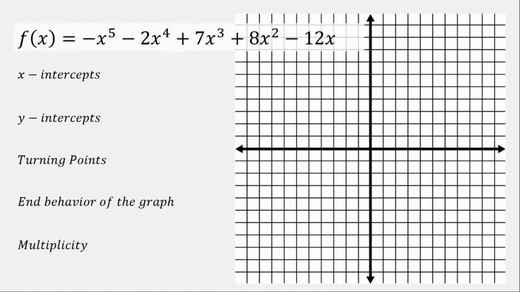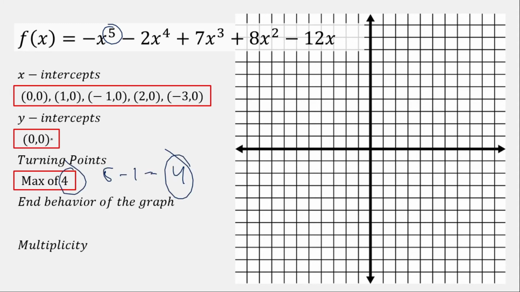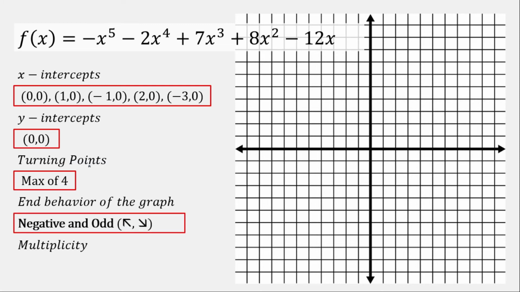Now let's graph this. We have the list of our x-intercepts and our y-intercept. The number of turning points is the degree, 5, minus 1, which is equal to 4. That's why this is the maximum number of turning points. Now the end behavior: look at the leading coefficient. It is negative and it has odd exponents. That's why it has an end behavior of rises to the left and falls to the right.